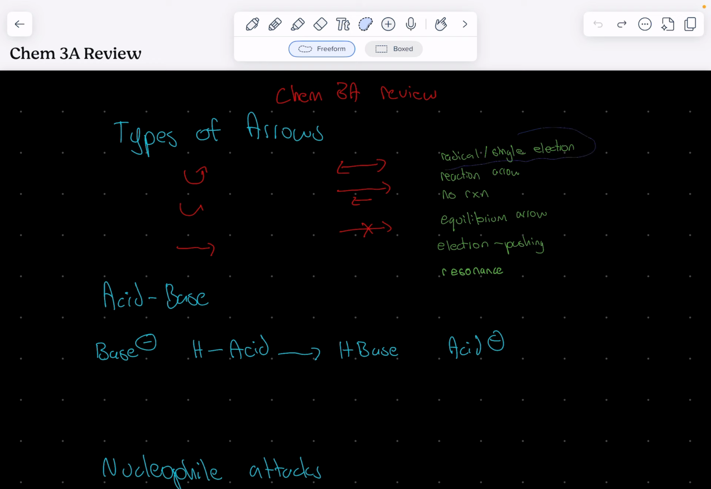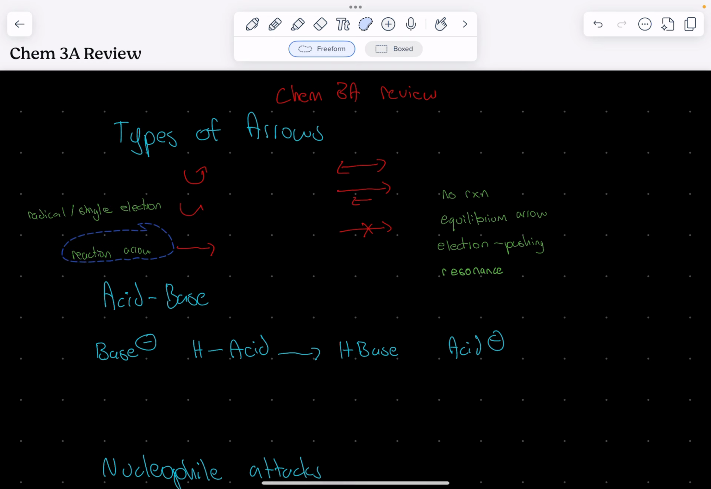Let's start with the single electron or radical arrow. This arrow is used to notate the moving of a single electron. It's not super common in Chem 3B, but it's important to be able to recognize that it's an arrow with a single barb. Below it, we have the reaction arrow. The reaction arrow is used to indicate the proceeding of a reaction from reactants to intermediates or products.